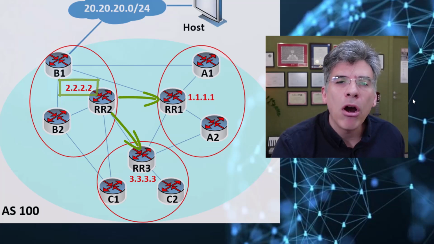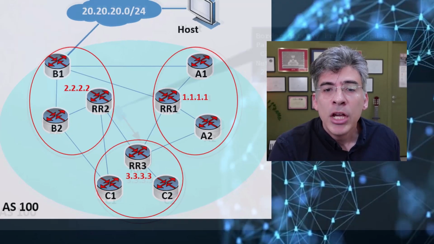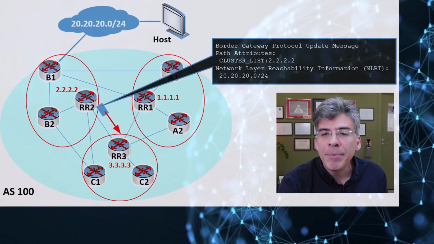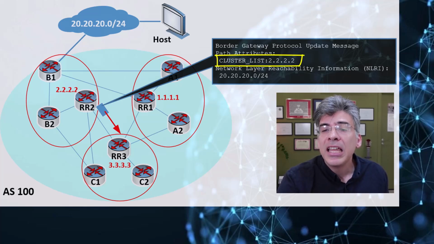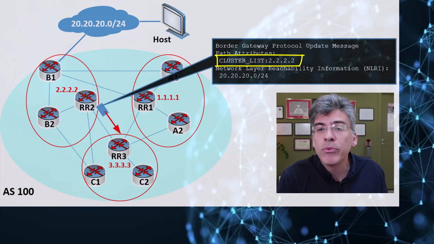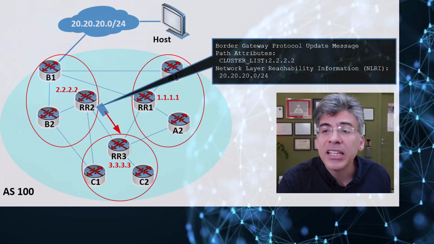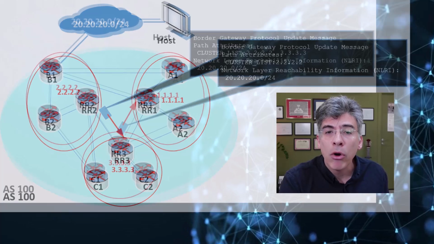Let's ignore the update to RR1 for now and follow this update to RR3. So RR3 receives the update and it reads the cluster list. And within the cluster list, we see the cluster ID 2.2.2.2. That's the cluster ID of this cluster here. RR3 checks to see if its own cluster ID is in that cluster list. It's not in the list, therefore it takes that update and it processes it. It then adds its own router ID to the cluster list and it sends it to RR1.